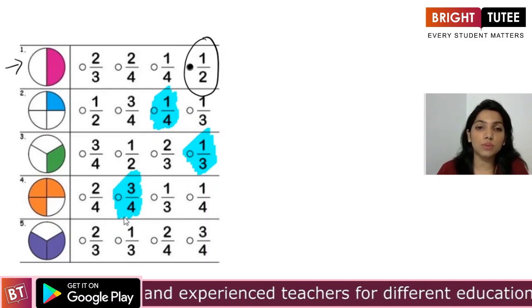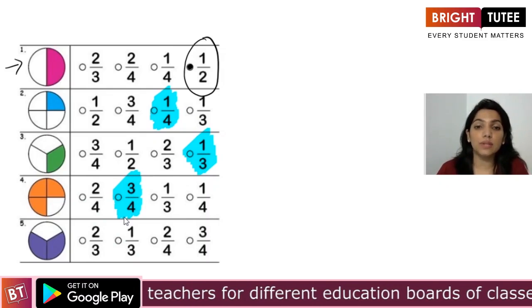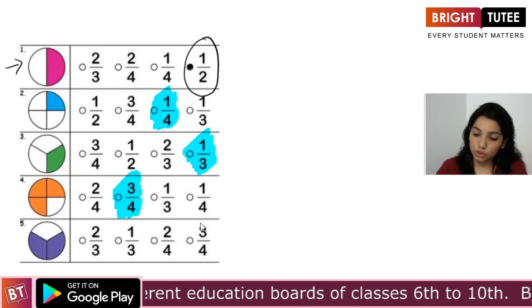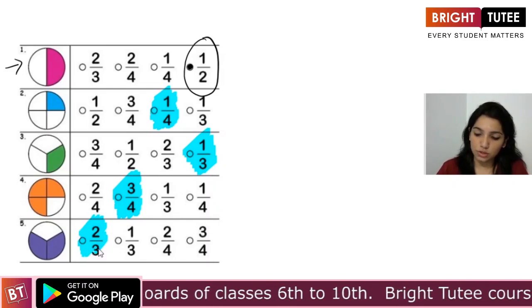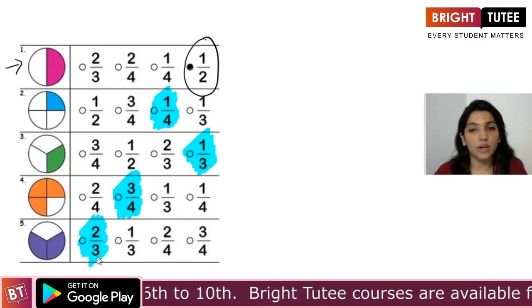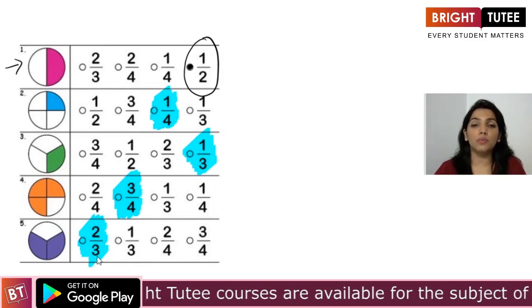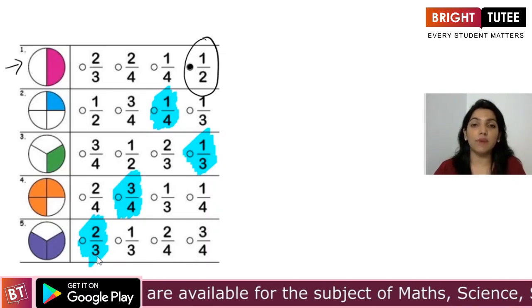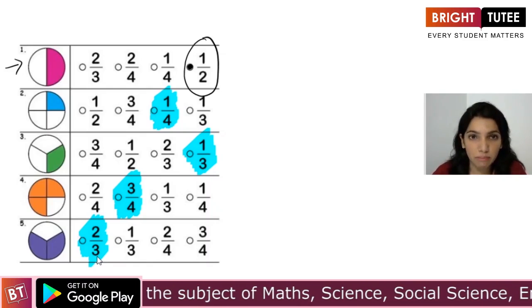Now coming to the last one, how many parts? 3. How many shaded? 2. So the answer is 2 over 3. I hope you have understood how we are required to read the fraction depending upon the given image.